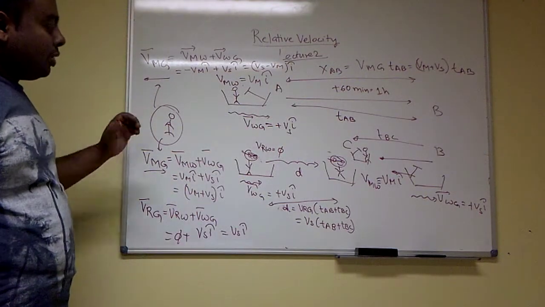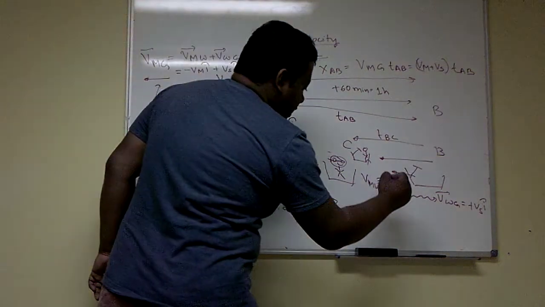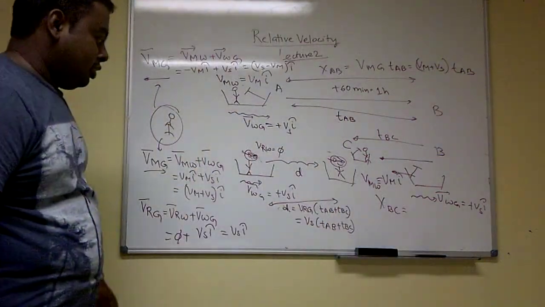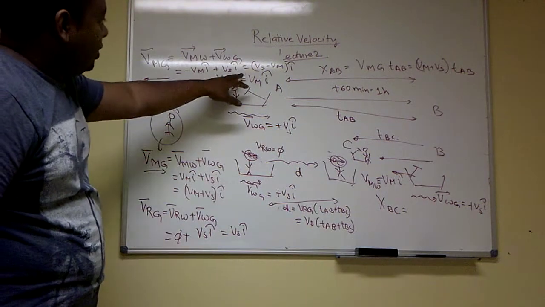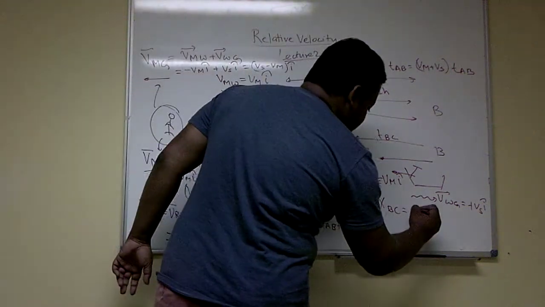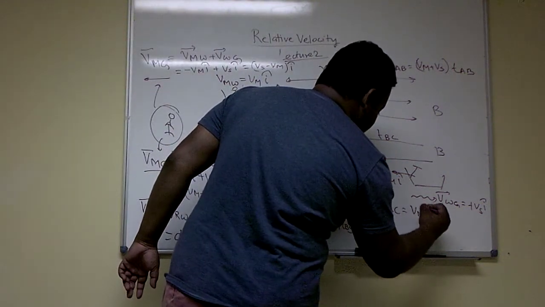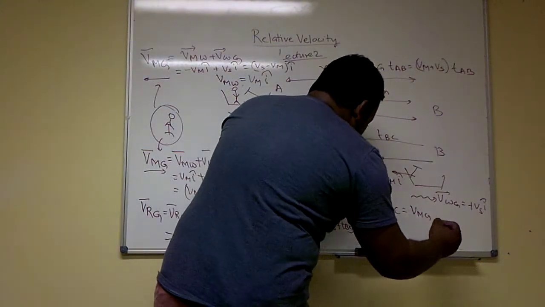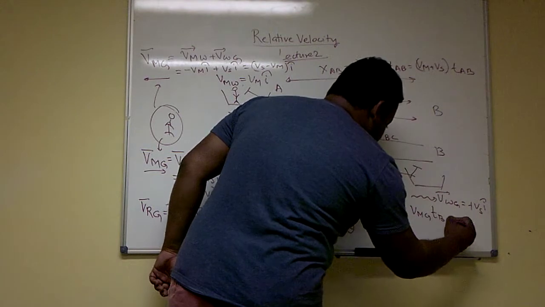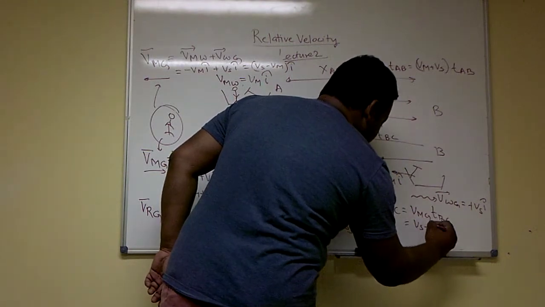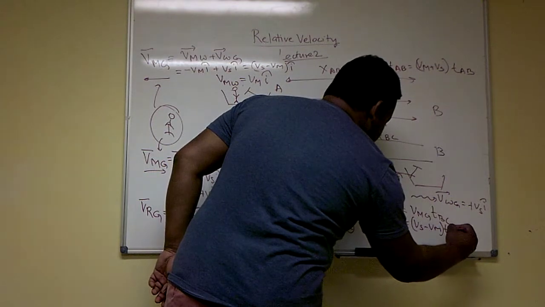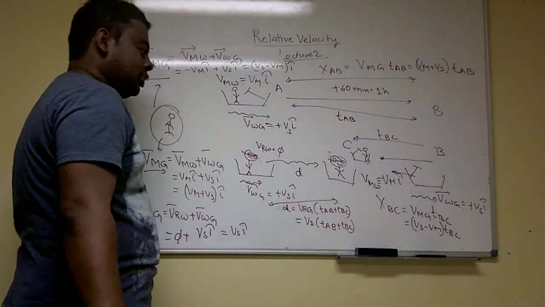So while coming back, this distance XBC is (Vs minus Vm), so velocity of motorboat with respect to ground in the upstream flow, times TBC. So this is (Vs minus Vm) TBC. All right.